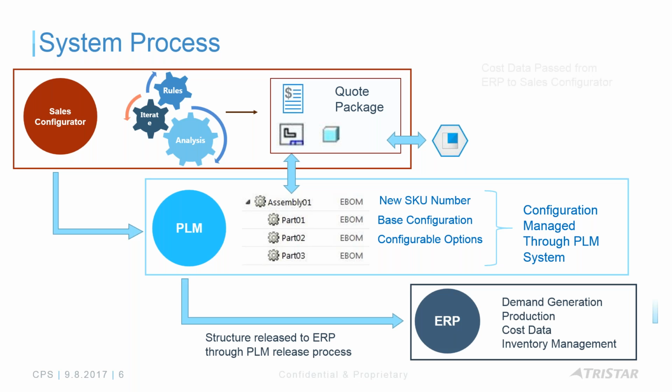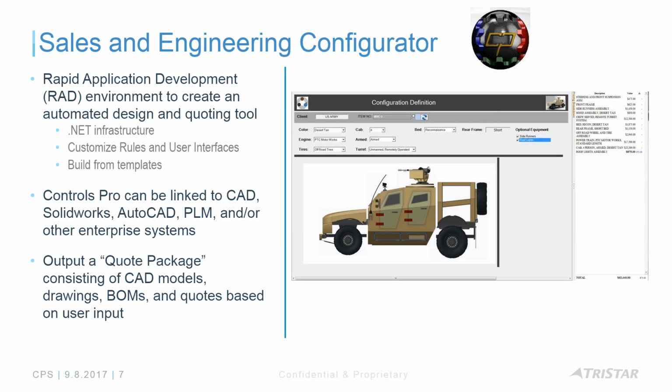And then ultimately, once this configuration is built inside your PLM system, the structure can be released to your ERP. And we're going to move forward. So from the ERP, it can go back into the sales configurator, and now you have this closed loop process that's capturing all of your different iterations, capturing your different configurations, and keeping everything synchronized and comprehensive.